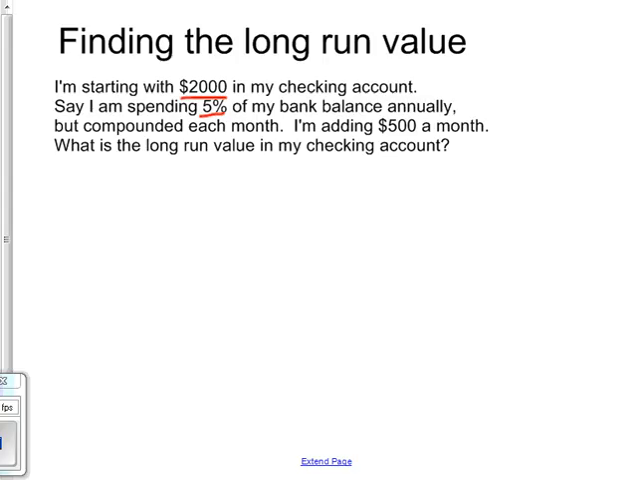I don't like the wording on this. Let's say this is something like, hey, my grandparents are giving me $500 a month into my checking account, because it would be weird for you to spend the money and then just put it right back into your account. So we'll just say that your grandparents or some other benefactor is basically inputting $500 a month into your account. What is the long run value in my checking account?